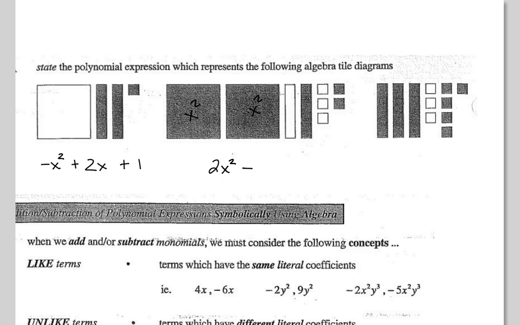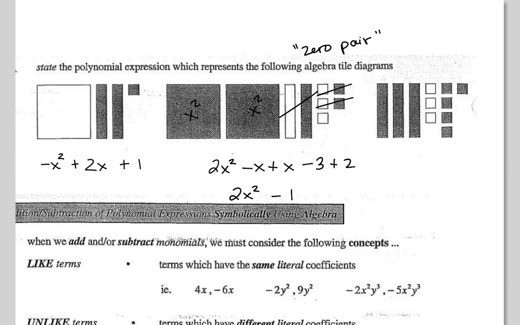Then you have a minus x and a plus x, a minus 3 and a plus 2. Collecting like terms, this will simplify to 2x squared minus 1. You can see these as like a 0 pair. If you have the exact same shape, one is shaded and one is not, they come together for a 0 pair. Like a minus x plus x is just 0.